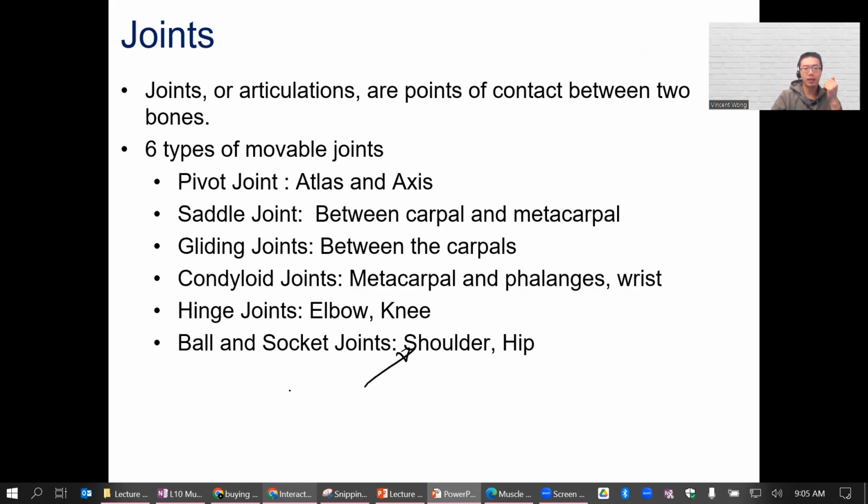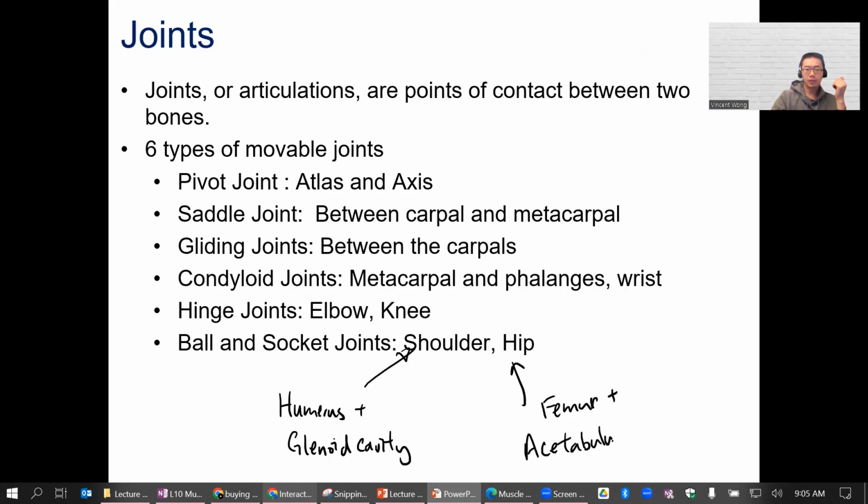So at the shoulder, we have the head of the humerus plus the glenoid cavity. And at the hip, we have the femur plus the acetabulum. Femur, right? So these are the 6 types of movable joints.